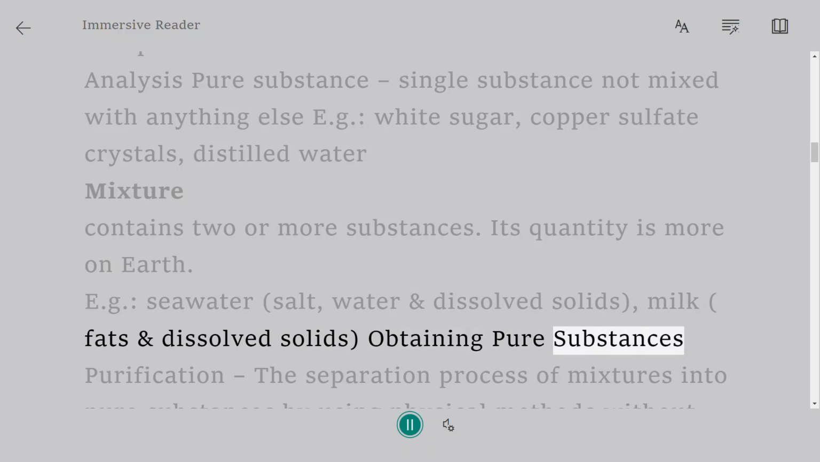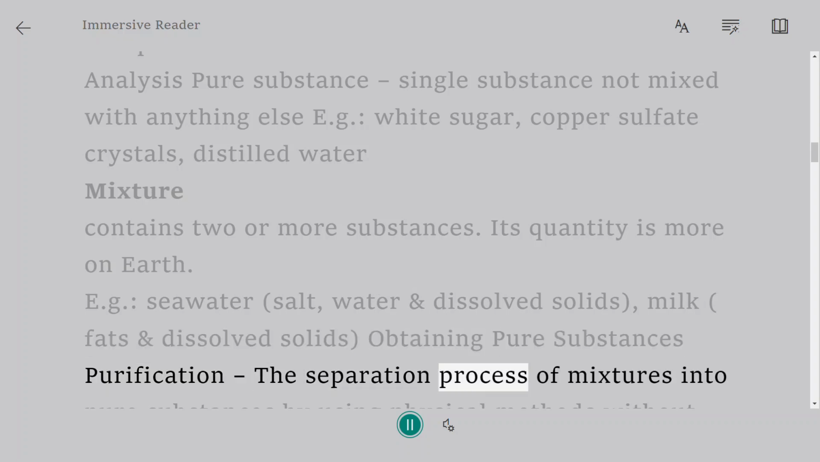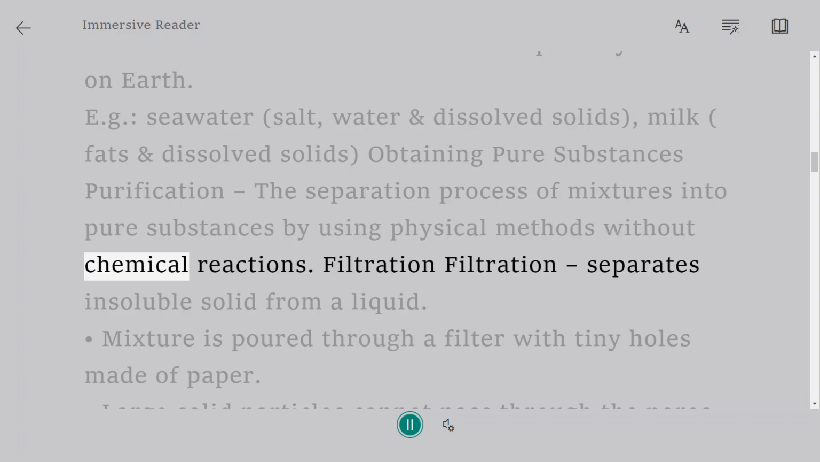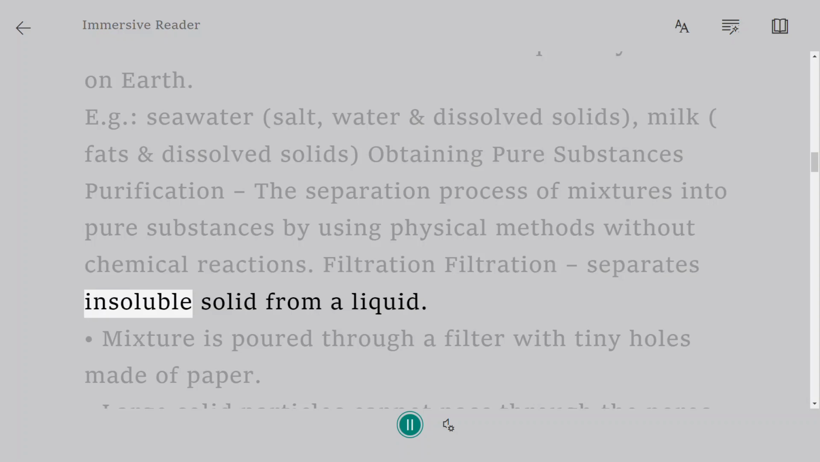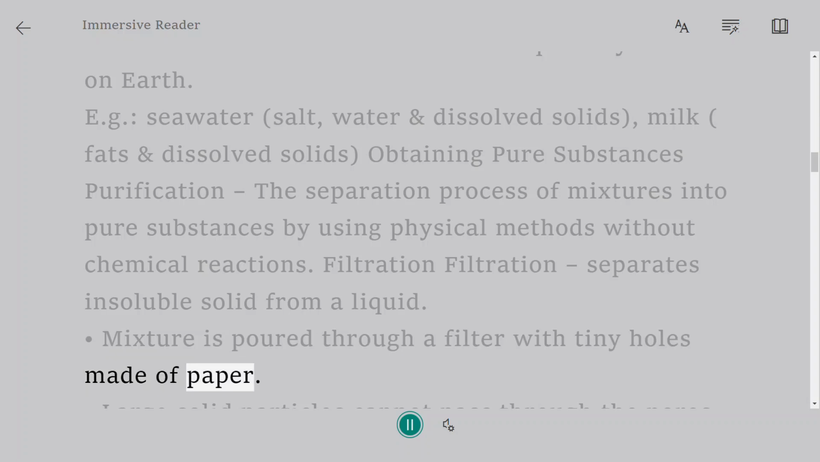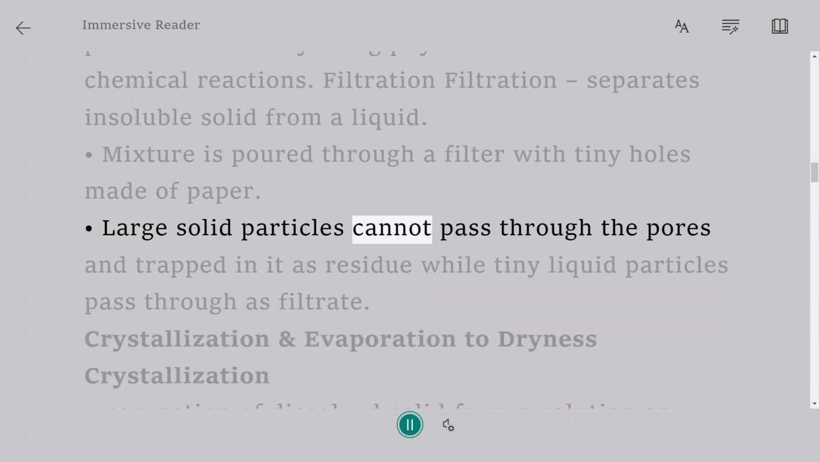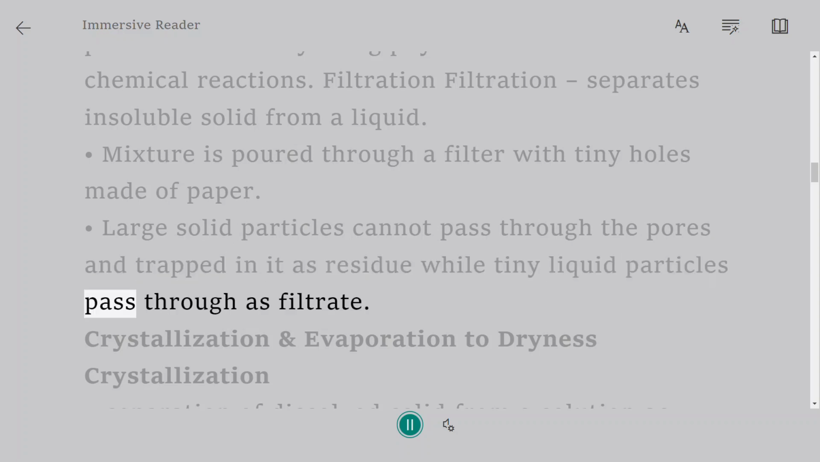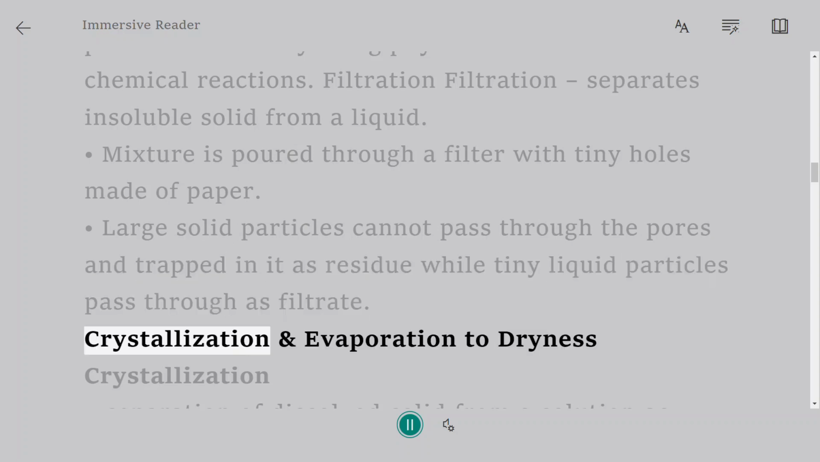Obtaining pure substances. Purification is the separation process of mixtures into pure substances by using physical methods without chemical reactions. Filtration separates an insoluble solid from a liquid. The mixture is poured through a filter paper with tiny holes. Large solid particles cannot pass through the pores and are trapped as residue, while tiny liquid particles pass through as filtrate.